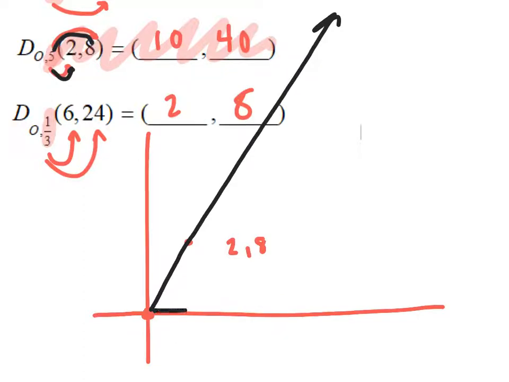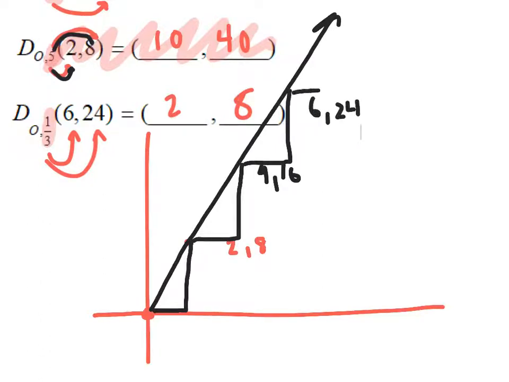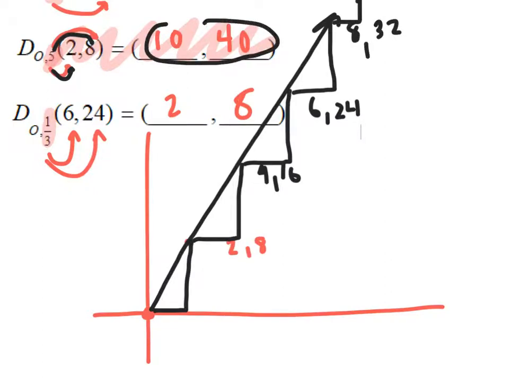So 2 and 8, that would be 1. And then we do it again, 2 and 8, that's 4 and 16. You would do it again, that would be 6 and 24. You would do it again, and it would be 8 and 32. And then you would do that one more time, and guess where you would land? At 10 and 40. So I need you to envision the idea of what a dilation is basically: multiplying by the runs and the rises. A dilation is just simply moving up and down a ray using that concept of slope.